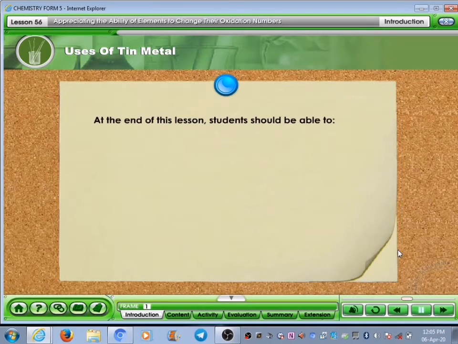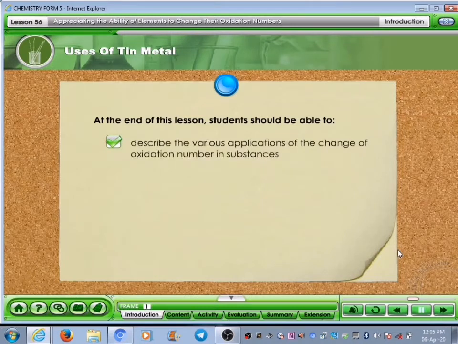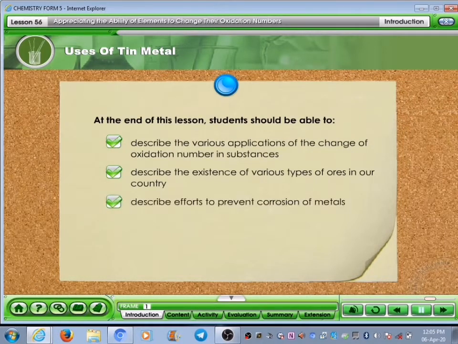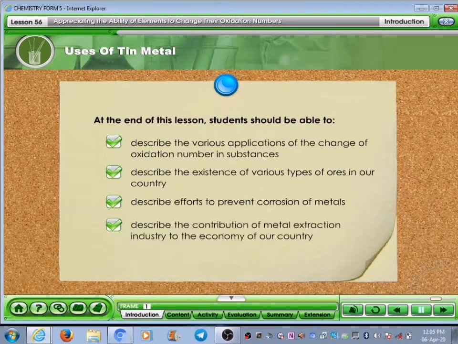At the end of this lesson, students should be able to describe the various applications of the change of oxidation number in substances. Describe the existence of various types of ores in our country. Describe efforts to prevent corrosion of metals. Describe the contribution of metal extraction industry to the economy of our country. Appreciate the chemical cell as a source of renewable energy.